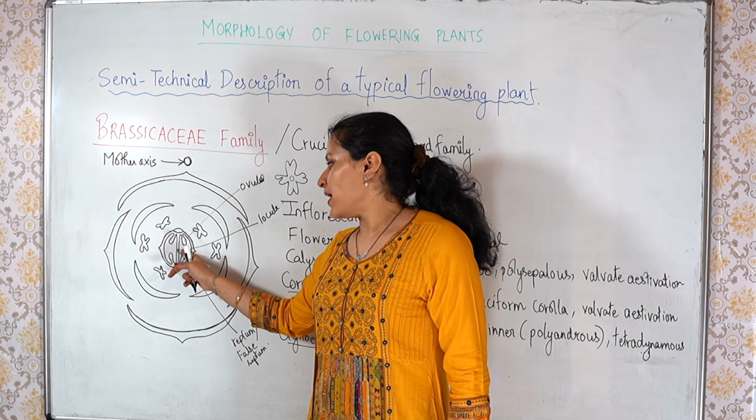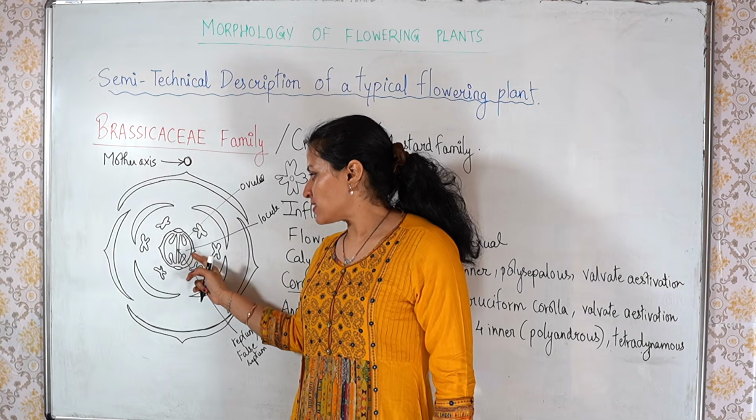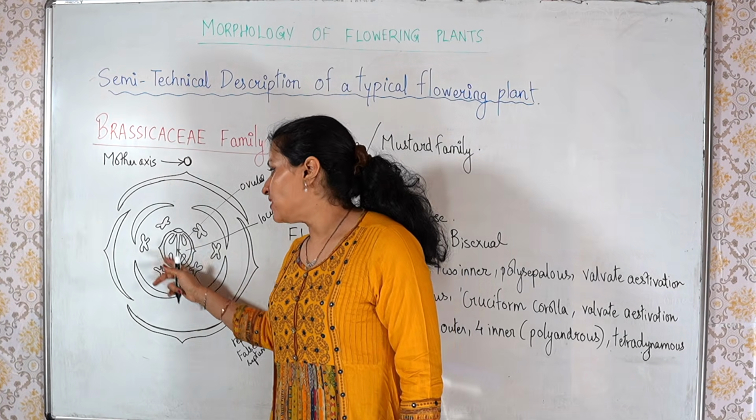So this is a bicarpellary syncarpous superior ovary. What kind of placentation is this? This is a parietal placentation.